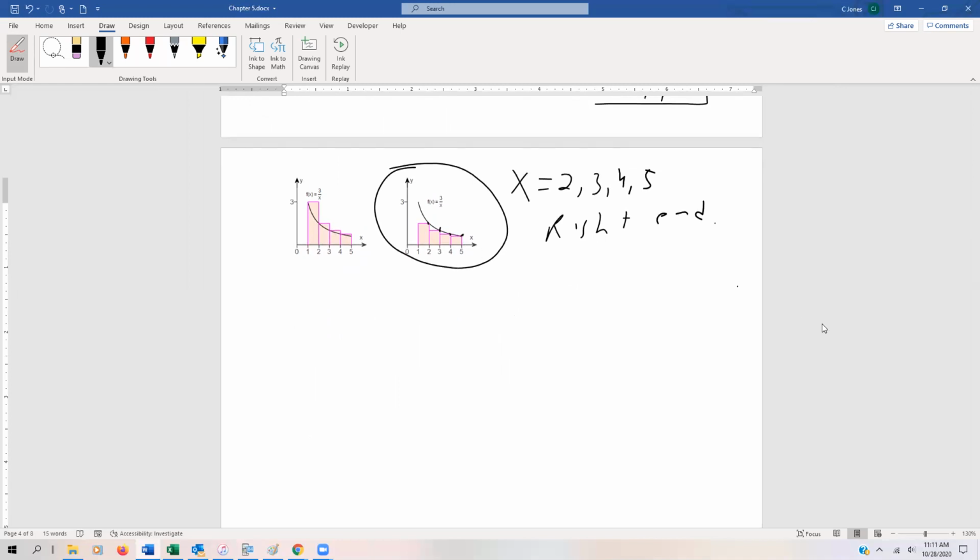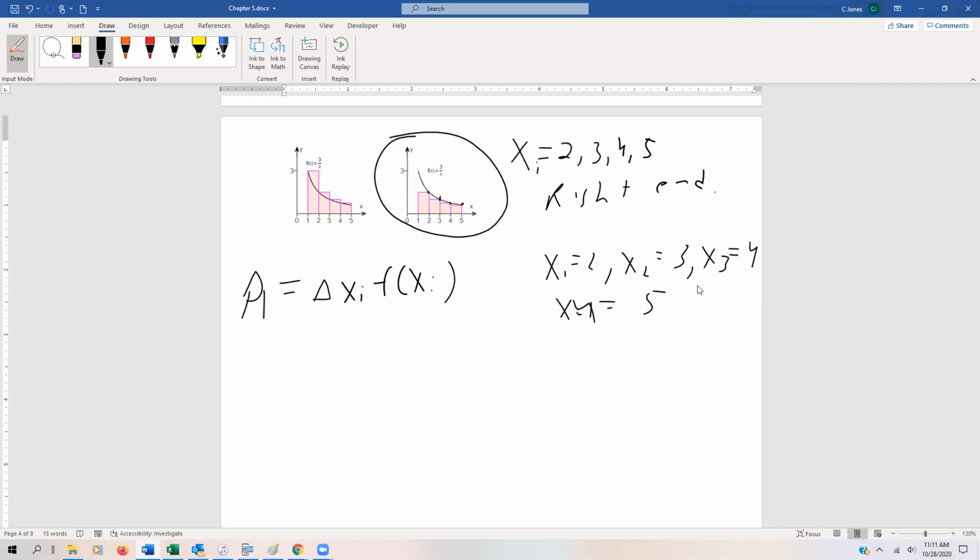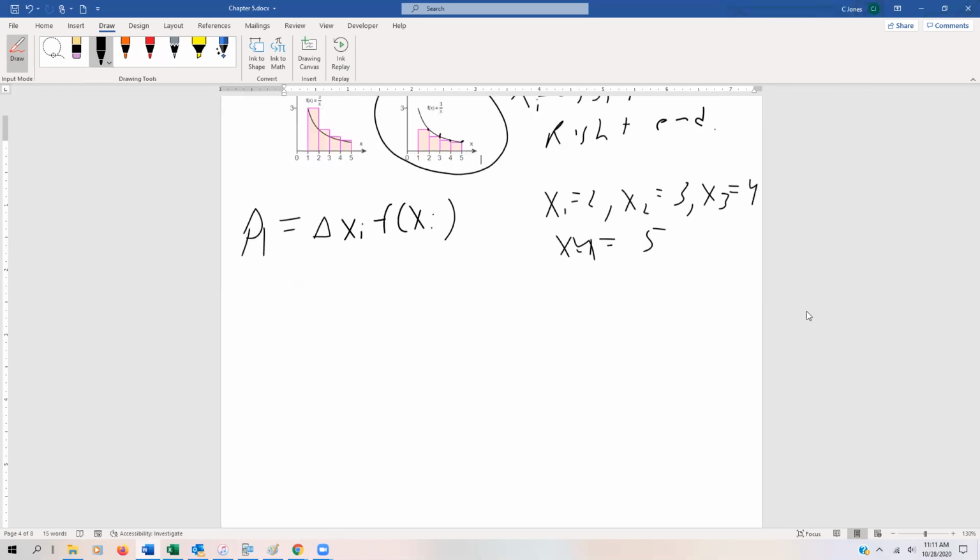So we're going to use the exact same formula. So area, which is equal to delta x sub i times f at x sub i. All right. And each of the x sub i's are going to be 2, 3, 4, and 5. All right. So we have x1, x2, x3, x4. So x1 is 2, x2 is 3, x3 is 4, and x4 is 5. All right, so that's what x sub i times f at x sub i means. All right, i is just the index. In other words, which of the different rectangles are we looking at?